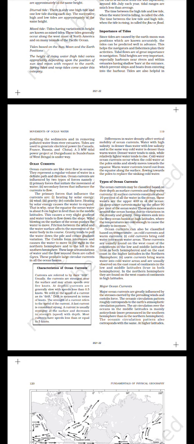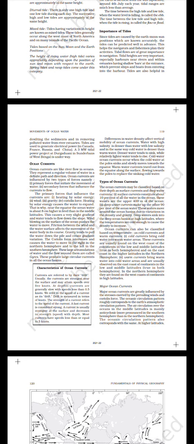These large accumulations of water and the flow around them are called gyres. These produce large circular currents in all the ocean basins. Characteristics of ocean currents. Currents are referred to by their drift. Usually, the currents are strongest near the surface and may attain speeds over 5 knots. At depths, currents are generally slow with speeds less than 0.5 knots.